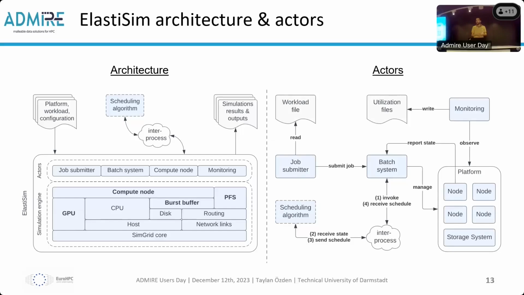All the nodes report their state so that the batch system is able to invoke the scheduling algorithm at certain times. And after the schedule has been decided, the batch system gets that again, and the monitoring module is taking care of monitoring every single hardware and platform you have.